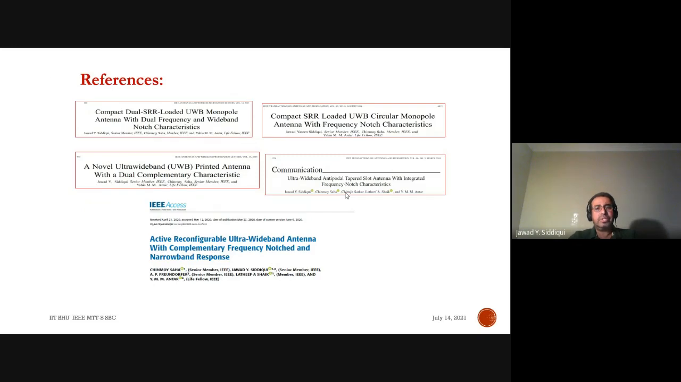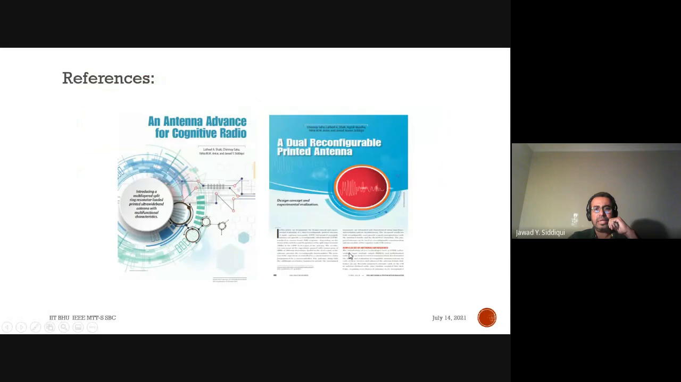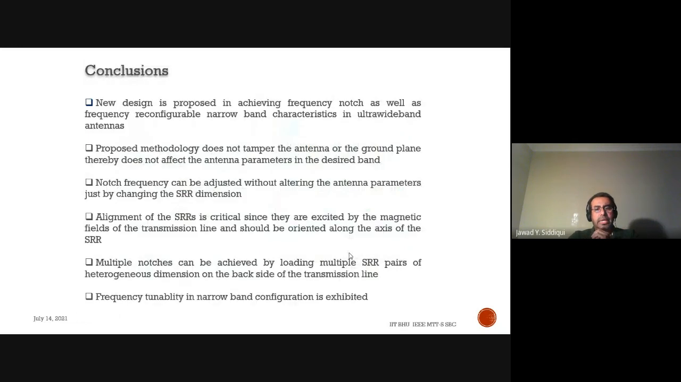So these are the references of my work that was published in different journals. These were published in AWPL letters, and this was in Transactions, and this was in AWPL letters, and this was in Access. And then we had a couple of publications in IEEE magazine. So that's my work. We designed some proposed designs in filtering antennas and multifunctional antennas.